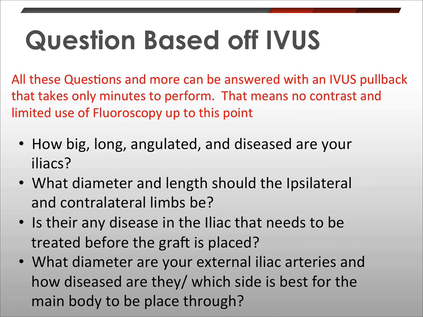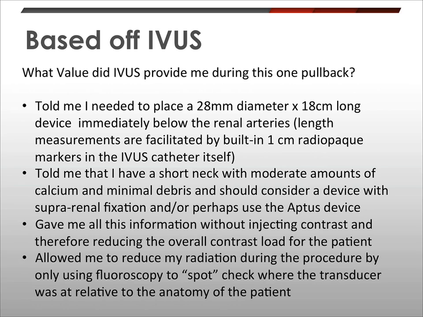The next slide answers some of those questions with a single pullback. It told me that I needed to place a 26 millimeter diameter device that was about 18 centimeters long, placing it just below the renal arteries, which is easily seen using spot fluoro images thanks to the built-in 1 centimeter radio-opaque markers in the IVUS catheter itself.